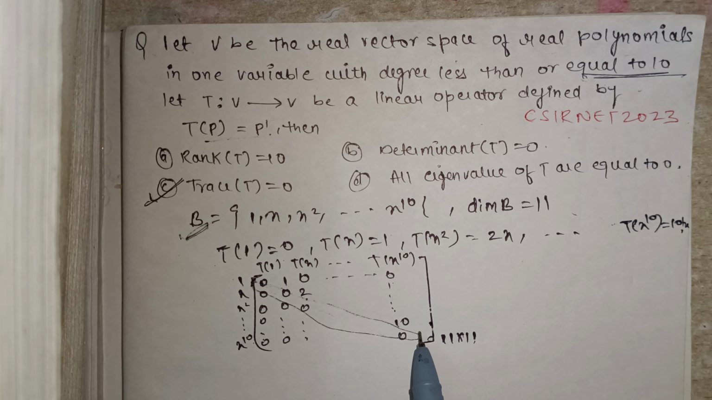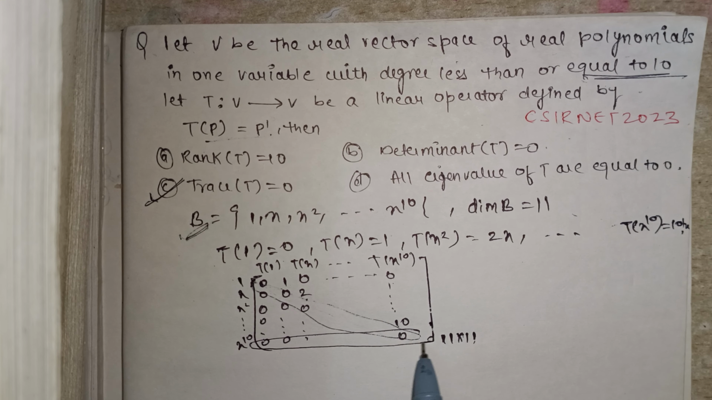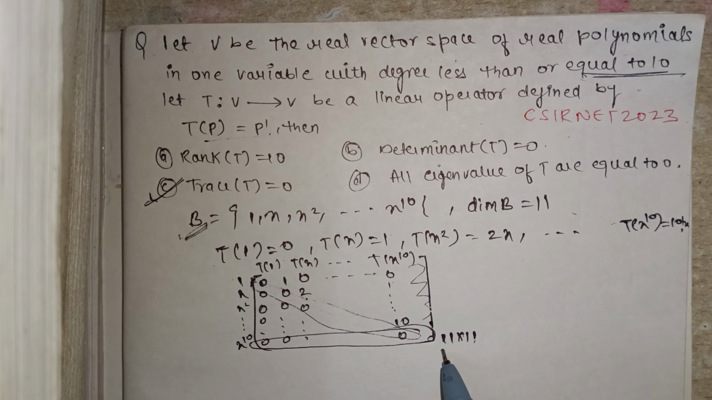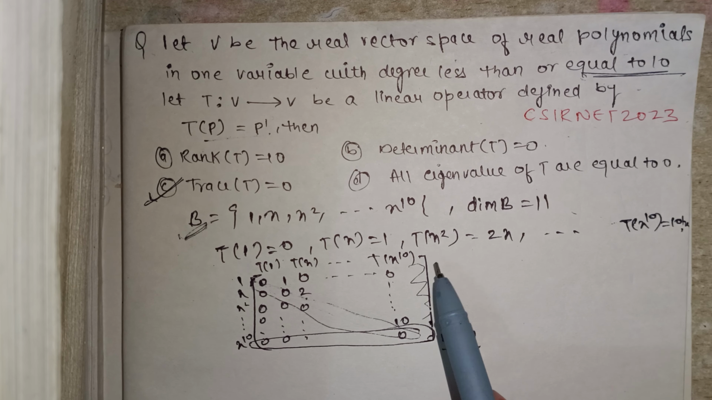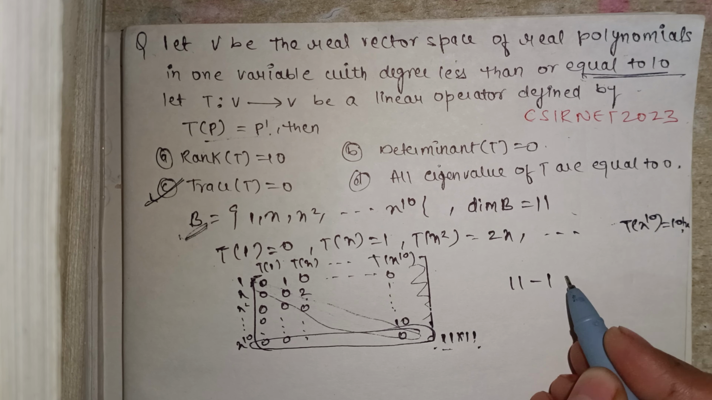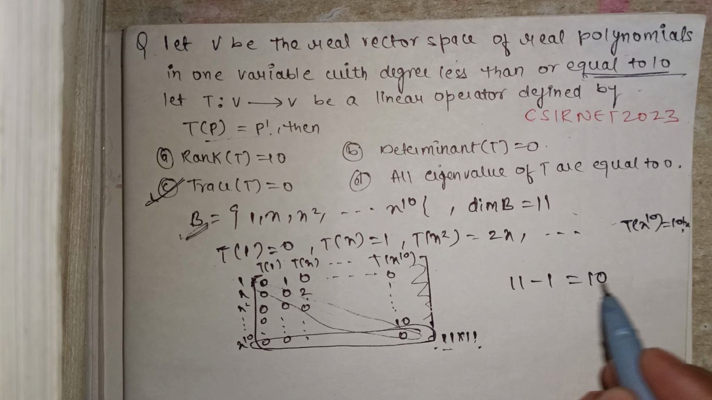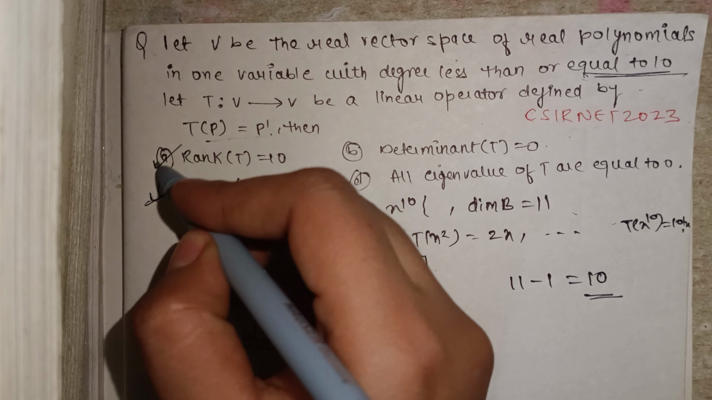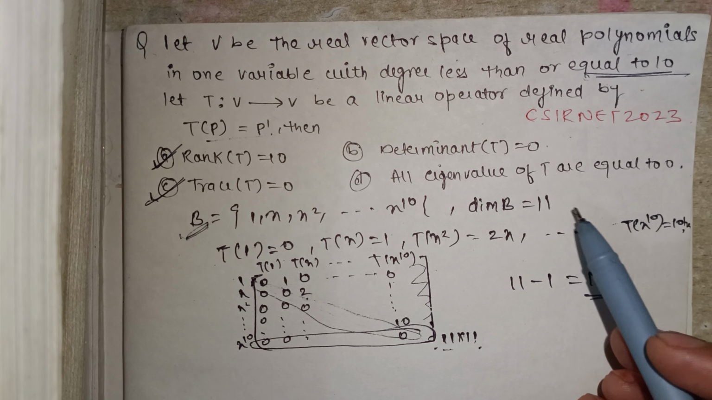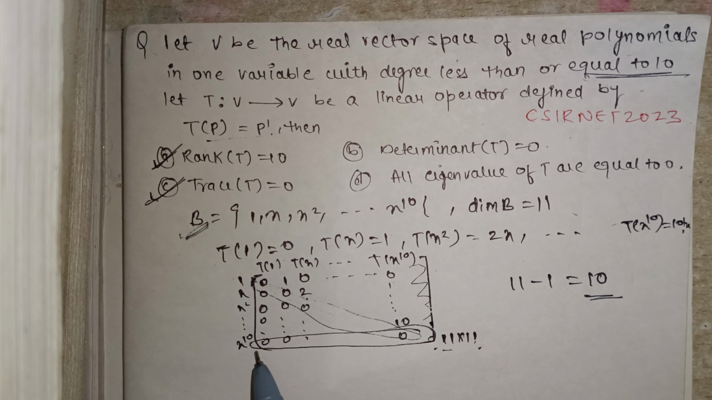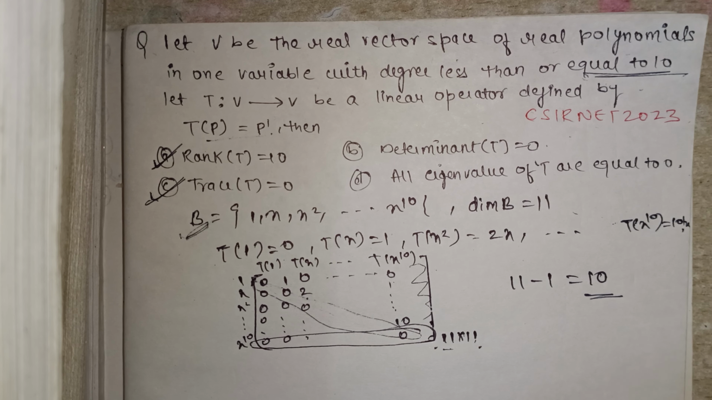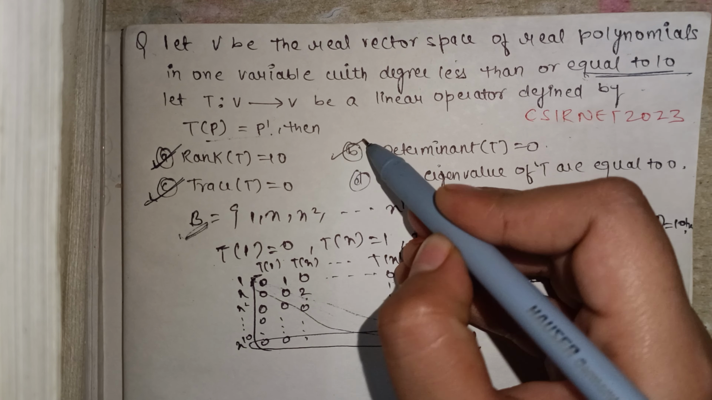And here one row is 0, and all other rows are non-zero. As this is an 11 cross 11 matrix, there are 11 rows. So 11 minus 1 is equal to 10. So 10 non-zero rows are present. So the rank of T is 10. And since there is one zero row, the determinant is 0, so 0 is an eigenvalue. So option B is also correct.